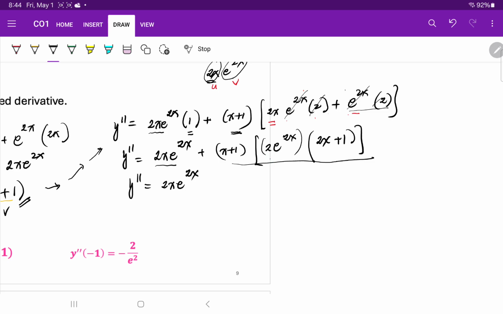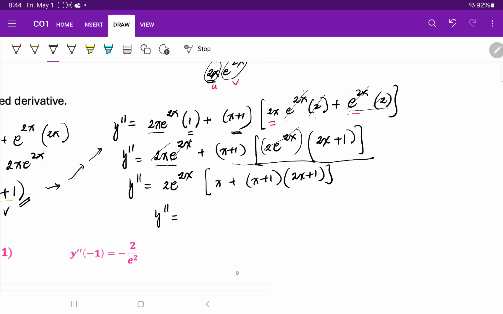No, it's just 2. The only common is 2e to the 2x. 2e to the 2x, it's here, and it's also here. So what's left in the first term? You have x plus, in the second term, we have x plus 1 times 2x plus 1. Alright? And then, can we simplify further?